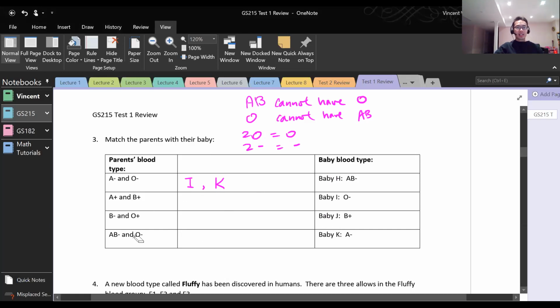Now, rather than going down the list, you want to find people who have an AB parent or O parent, because those are the easiest to eliminate. This would be a good one to work on. One parent is AB, so automatically this is not their baby, because AB cannot have O. And the other parent is O, so this is not their baby either, because O cannot have AB. So 2 options are gone now, and we have 2 more options, either J or K. Which baby belongs to this couple? Is it baby J or baby K? How do you know?